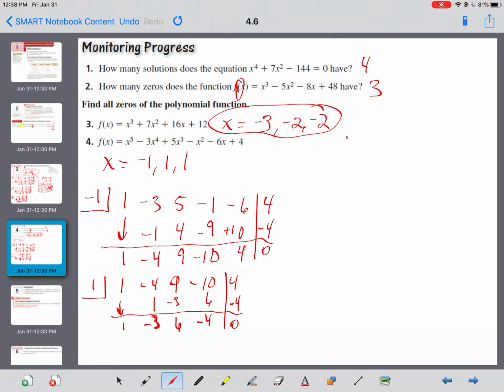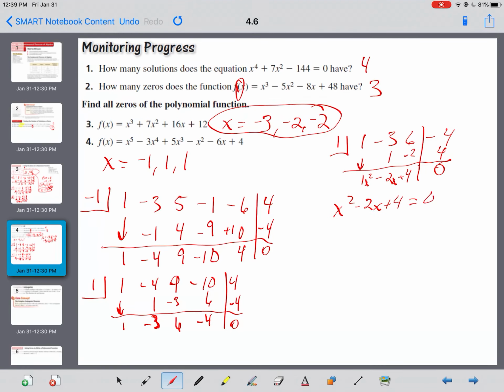Running out of room, so let's do the other 1. I'm doing 1 twice because 1 is used twice. 1, negative 3, 6, negative 4. Drop the first one. 1 times 1 is 1. That makes negative 2. Negative 2 makes 4. 4 makes 0. So I've got 4, negative 2x, and an x squared. So I have x squared minus 2x plus 4 equals 0.